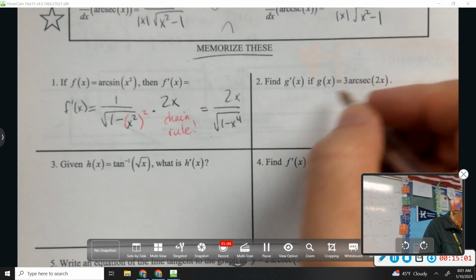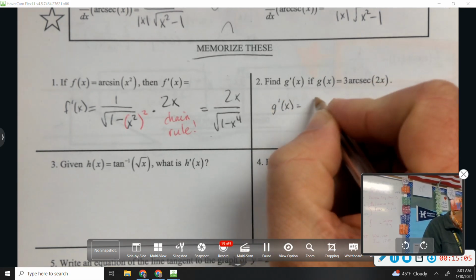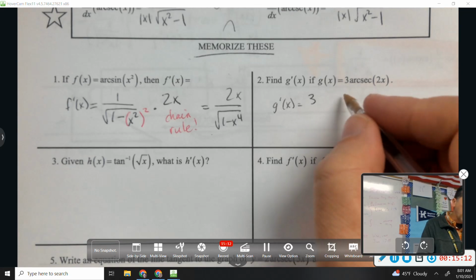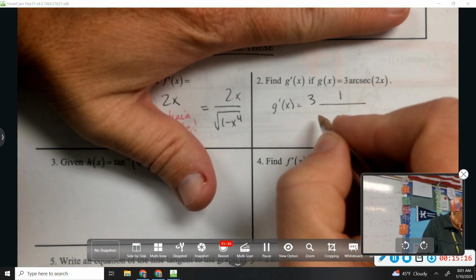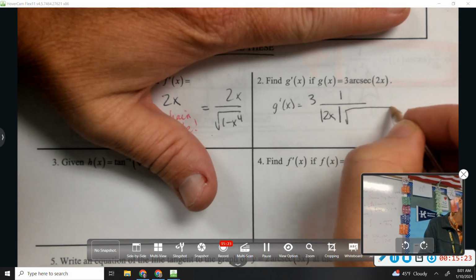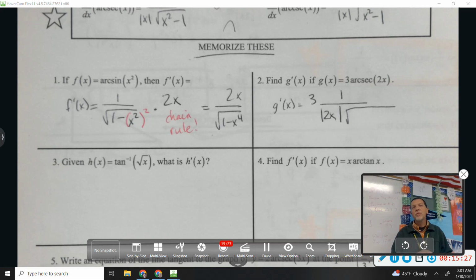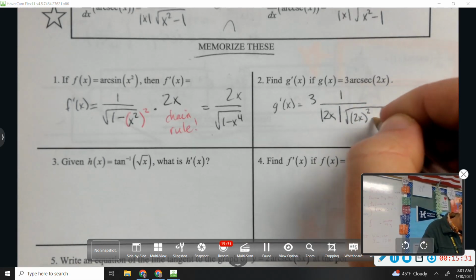Number 2, arcsecant. Okay, the 3 is just going to be out front. I don't have to worry about that. Arcsecant, I mean, yeah, the answer is right there, but I'm trying to think without looking at it. I know it's 1 over the one that has the absolute value of the argument out front, and then the square root. And for secant, the argument comes first. So 2x squared minus 1.